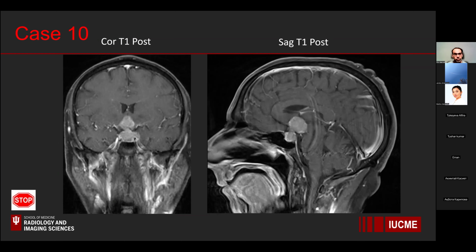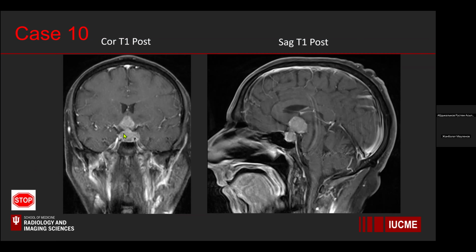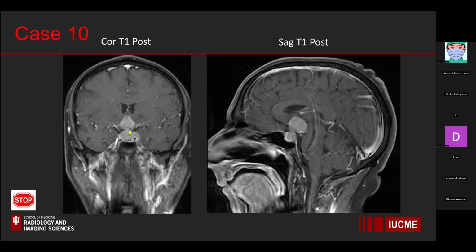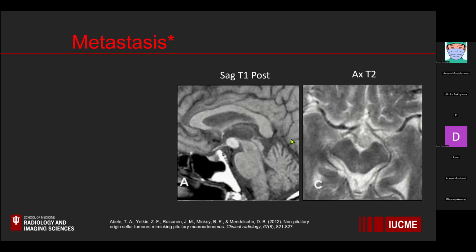Okay. Our next case is this one, showing you post-contrast images. There's a waist where the diaphragm of the sella would be expected to be. The pituitary is enhancing, but then you have a waist, and then you have a suprasellar area of enhancement. You can see the same waist where the diaphragm would be expected to be in the sagittal image. And this is metastatic disease.